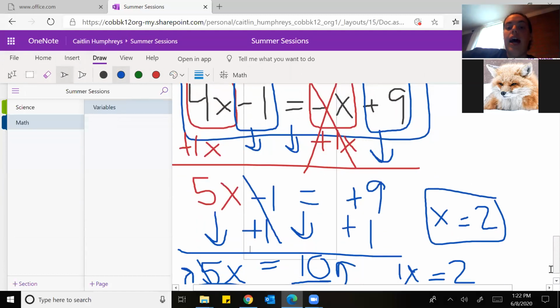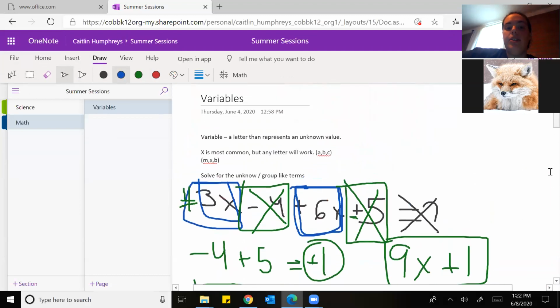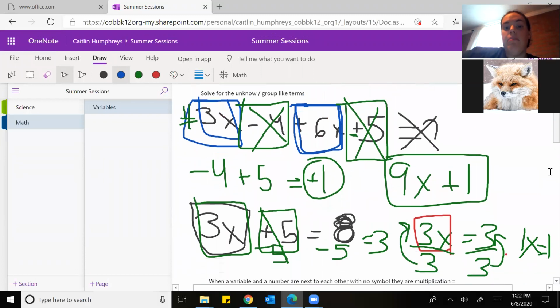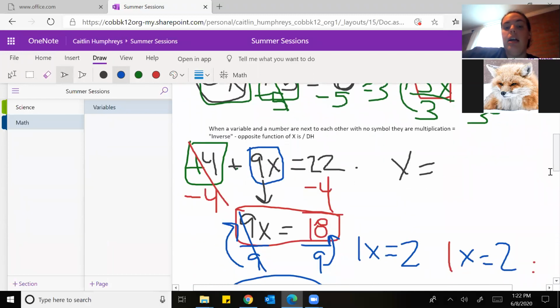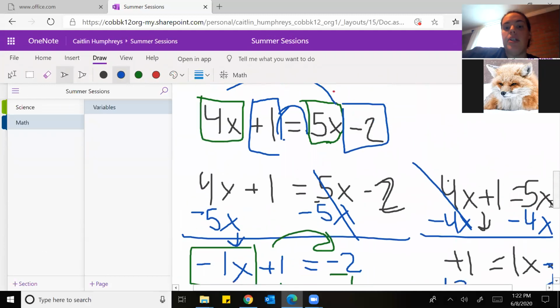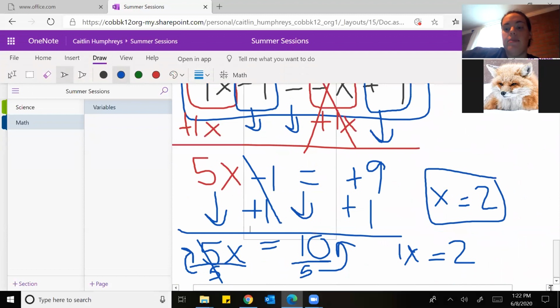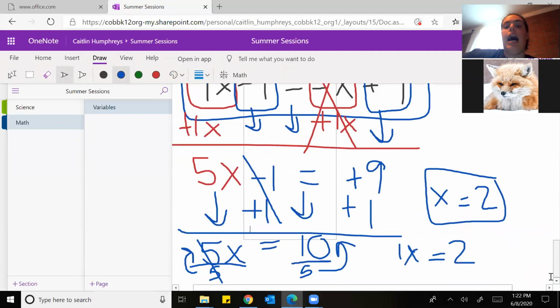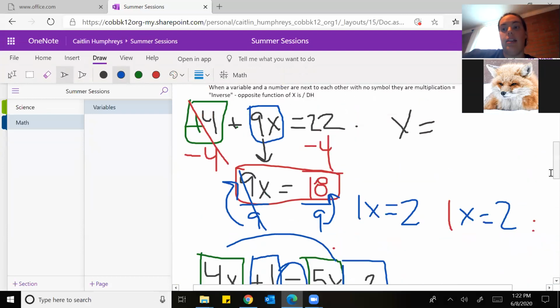All right, that concludes variables. One more time as summation. We have defined a variable, seen the situations in which we need them, talked about combining the like terms, inverse operations with variables on one side, and operations with variables on both sides. So this is a review. This is all 7th grade. You should absolutely know how to do this going into 8th grade.